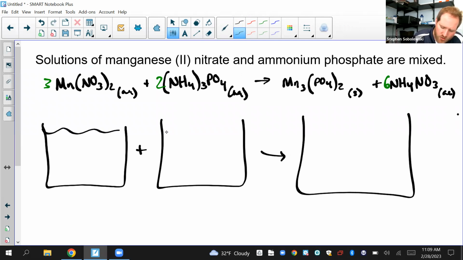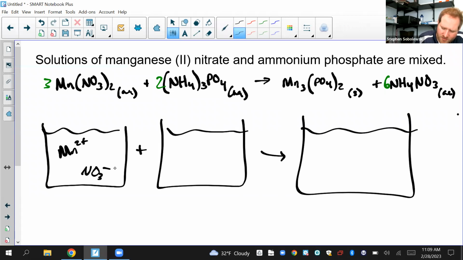All right, so I'm going to put some water in my beakers. First beaker, I have manganese ions. What's the charge of manganese? 2+. I have nitrate ions, NO3-. We're going to show some waters pointing their oxygens towards the manganese and their hydrogens towards the nitrate.